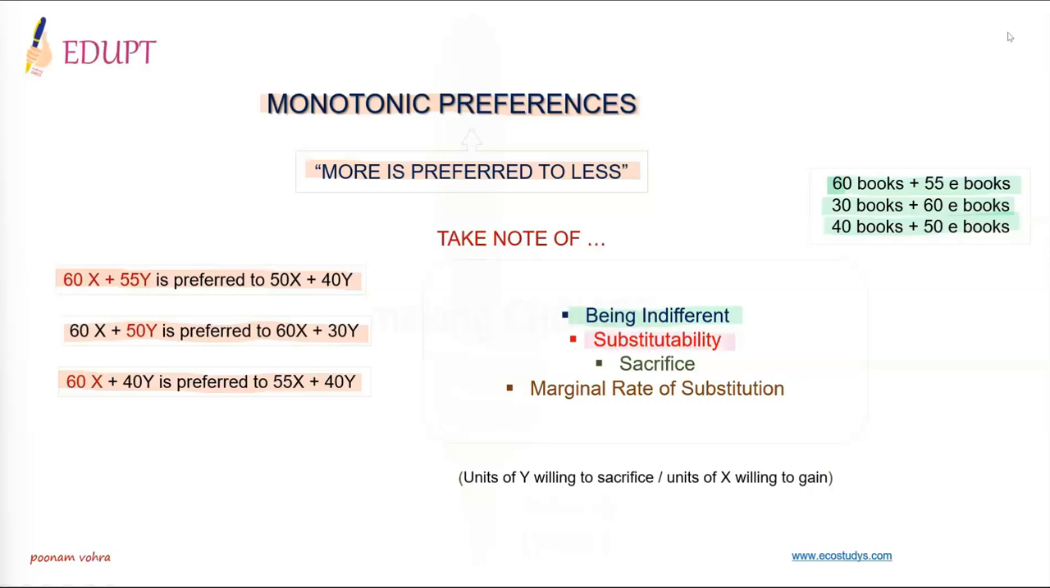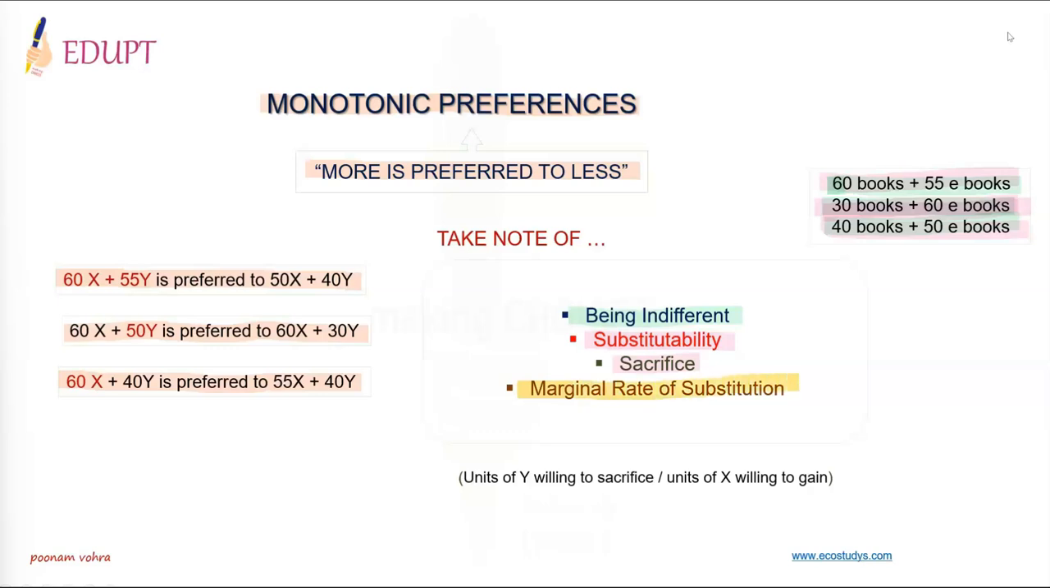Being indifferent implies that it is possible for the consumer to substitute between bundles. That is, Sumit can give up 60 books and 55 e-books for 30 books and 60 e-books. That is, substituting one for another. Or it is possible to sacrifice one combination of the two goods for another combination of the two goods. It brings us to an important concept of marginal rate of substitution.